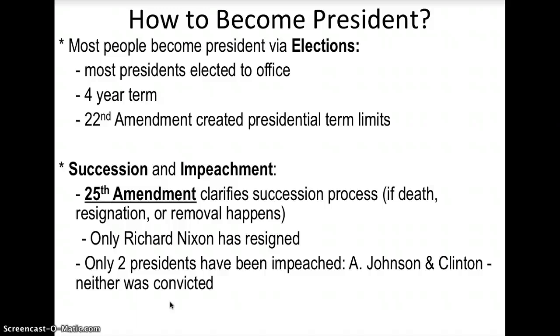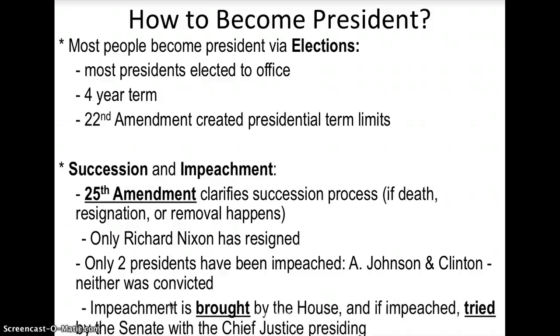It's important to know neither was convicted. The Senate did not have a 2/3 approval to convict them in either one. Andrew Johnson was very close. He was almost convicted, 1 vote away from being removed from office.